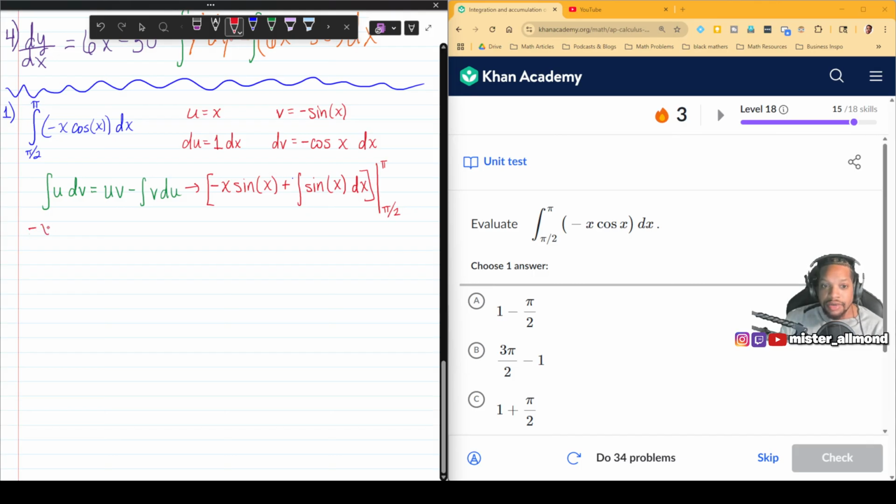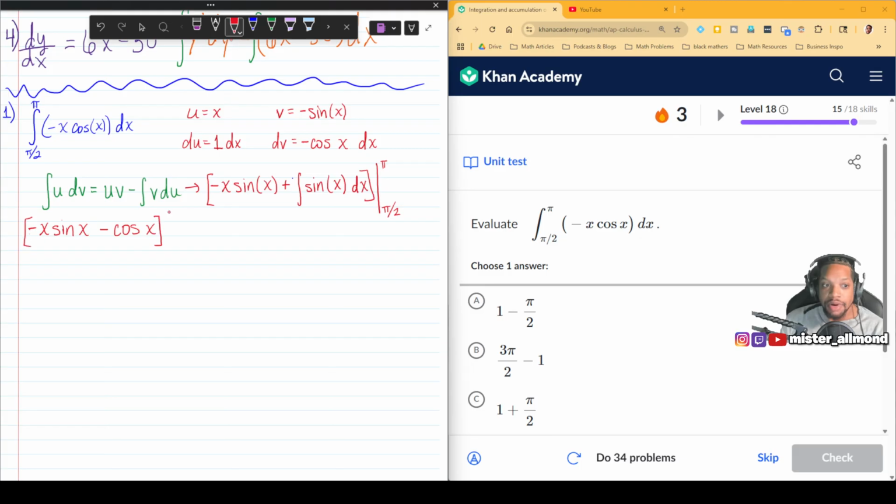It becomes negative x sine of x plus, actually no, minus cosine of x, because the derivative of negative cosine is positive sine. Yes. All right. So I'm going to go boom, put this guy in brackets, and then I'm going to use my bar notation to remind me that I'm evaluating this thing from pi over 2 to pi, like so.